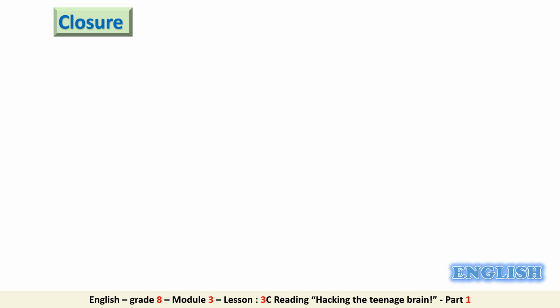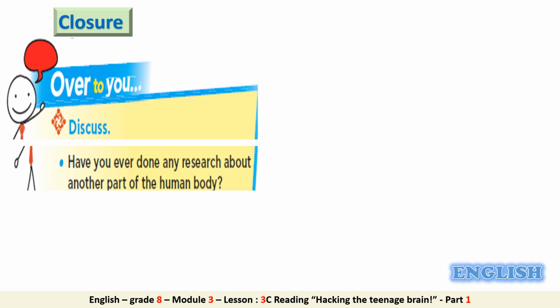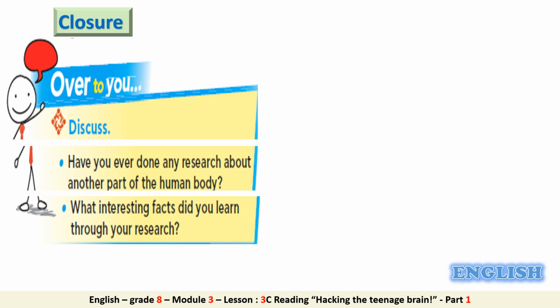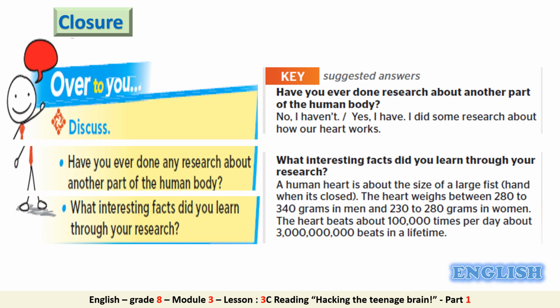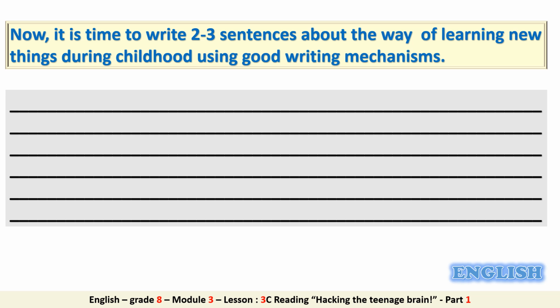To conclude our lesson, I would like you to discuss the following questions. 1. Have you ever done any research about another part of the human body? 2. What interesting facts did you learn through your research? Well, you can make use of these suggested answers if you want. Now, I think it is time to write 2 to 3 sentences about the way of learning new things during childhood. You should use good writing mechanisms. You can write your sentences in a piece of paper or in your notebook. Then you can discuss them with your teacher.